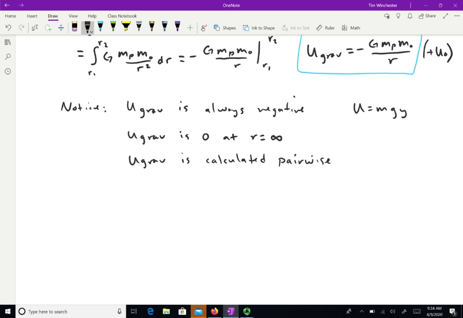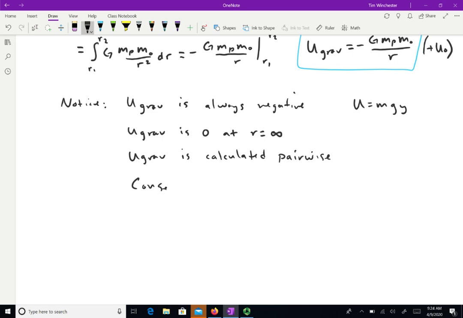So after that point, basically we can use this expression for gravitational potential energy in the exact same way that we would have used mgy. So for instance, conservation of energy is still true. You could have some starting potential energy plus some starting kinetic energy, and that'll equal some final potential energy plus some final kinetic energy.